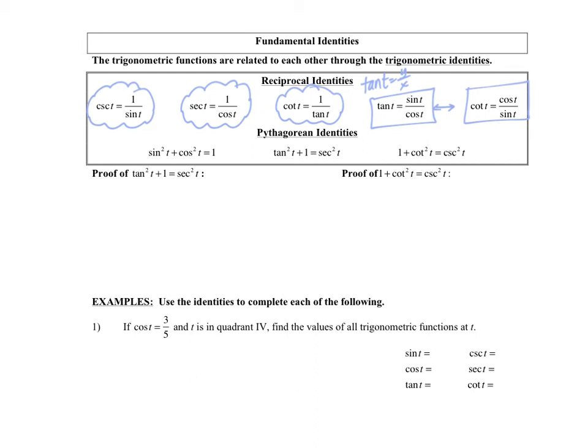The next ones are called the Pythagorean identities. And the Pythagorean identities, remember the Pythagorean theorem? Remember x squared plus y squared? Actually, it's not x and y in Pythagorean identities. It's a squared plus b squared. We change it all the time. A squared plus b squared is equal to c squared, okay?